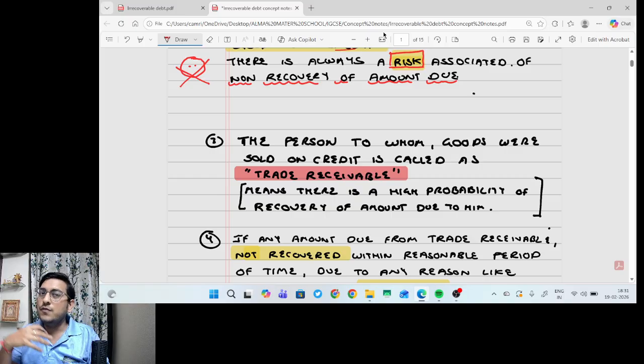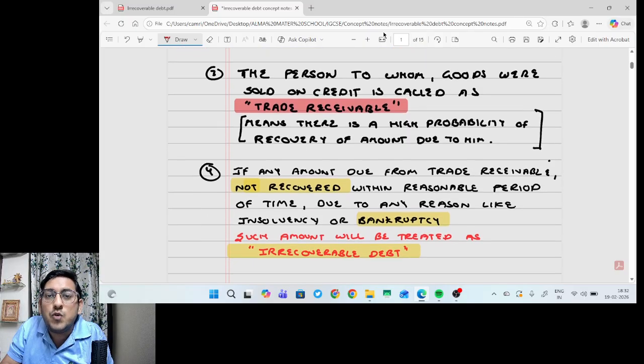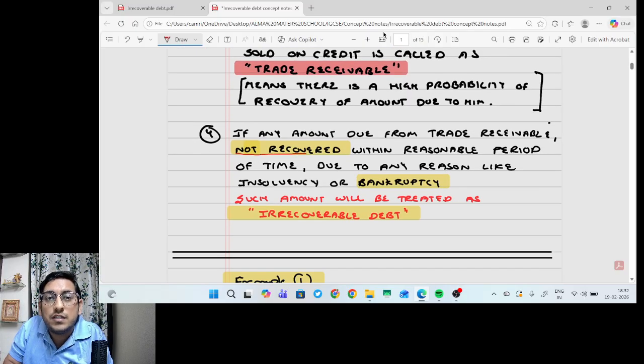For example, if I sold goods to Mr. Ram on credit for $1,000, Ram is my trade receivable. So the entry will be Ram account debit, sales account credit. Whenever I sell goods on credit, the amount will be received in future. If the amount is not recovered in future, that risk is called irrecoverable debt. If any amount due from a trade receivable is not recovered within a reasonable period of time, which is the credit period, for example if I asked Ram to pay within 10 days, then that 10 days is the reasonable period.